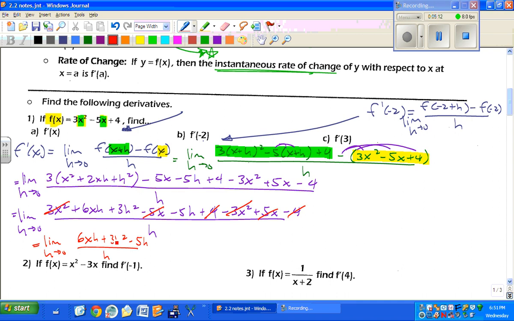So all we have left should have h in it at this point, which means we can factor an h out of the top. So we get h times 6x plus 3h minus 5 all over h. Once these h's cancel out, now we can use direct substitution. We can put 0 in there. If we put 0 in for h, this x is still there, so 6x, this becomes 0 minus 5. So really, our derivative comes out to be 6x minus 5.